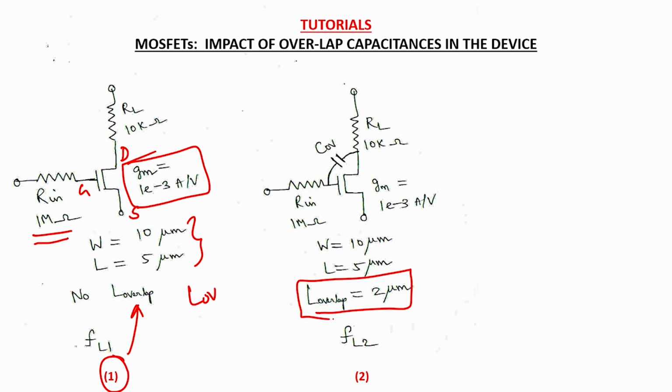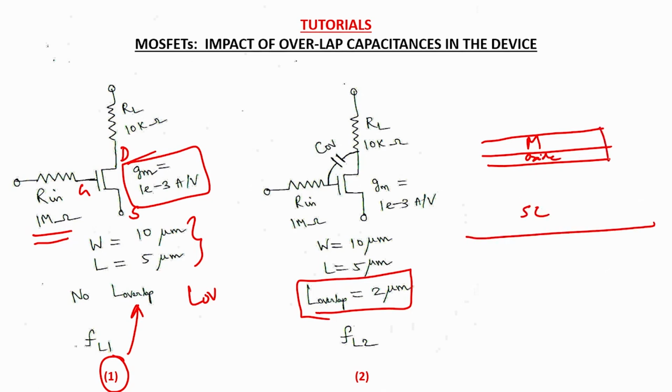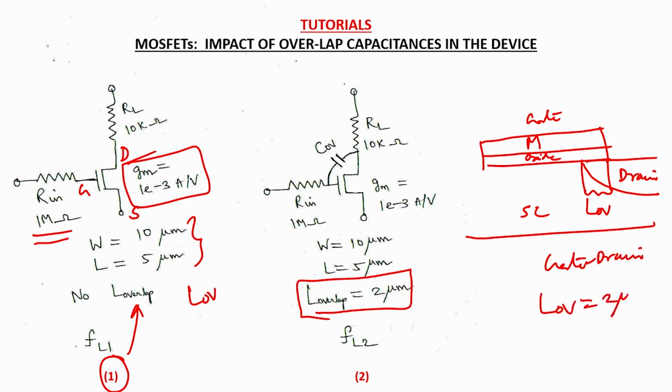So I would like to refresh this concept from the circuits week of the lecture. Metal, and you have this oxide here, and you have semiconductor, and you would have seen in the course that there is a drain region here, and this is nothing but the overlap region, and this is the metal gate here. So this is nothing but the gate to drain overlap in the device, and you are given that the overlap length comes out to be 2 microns.